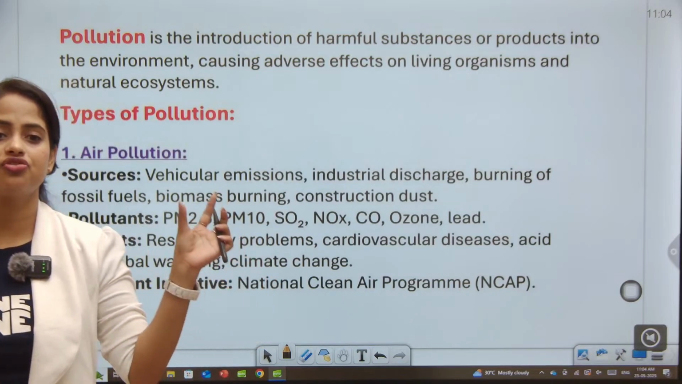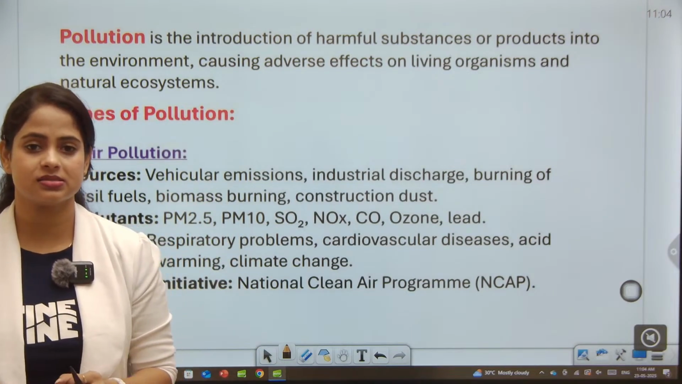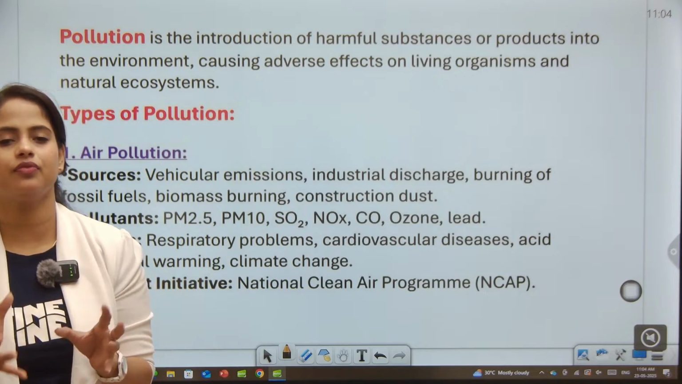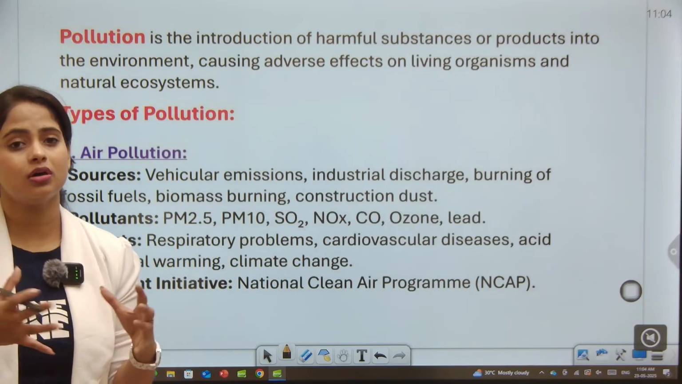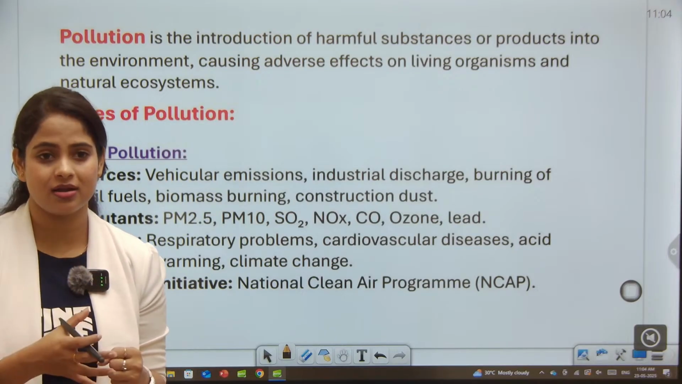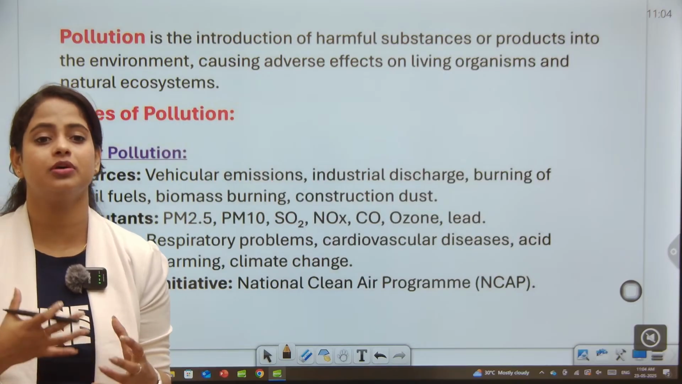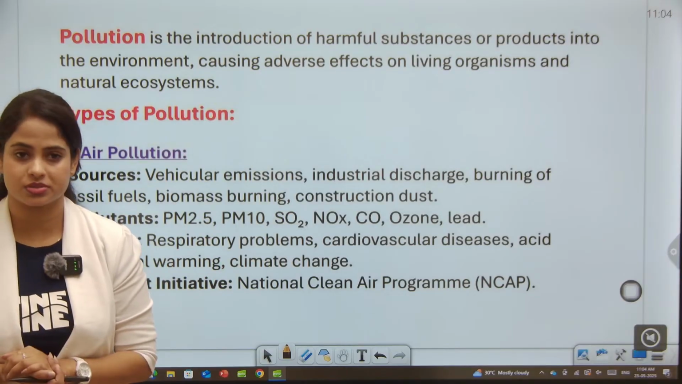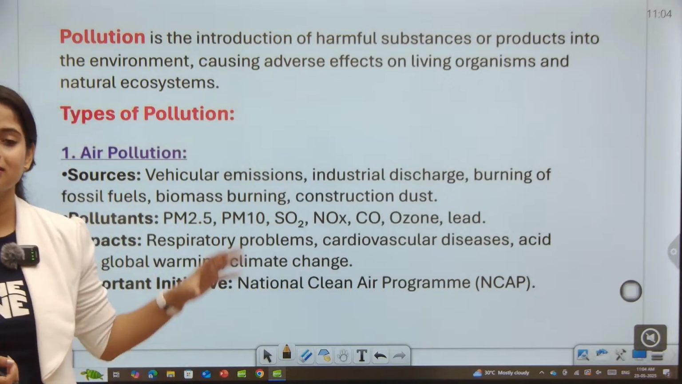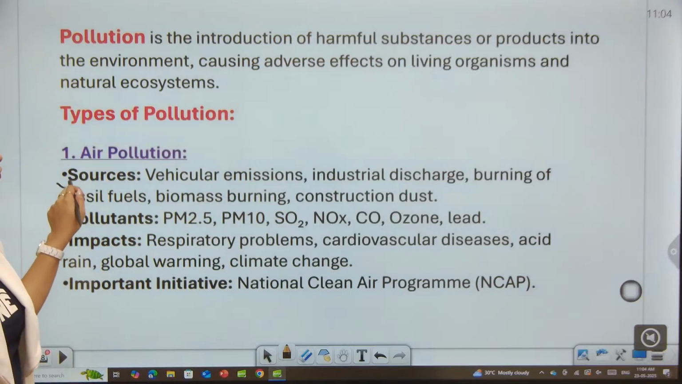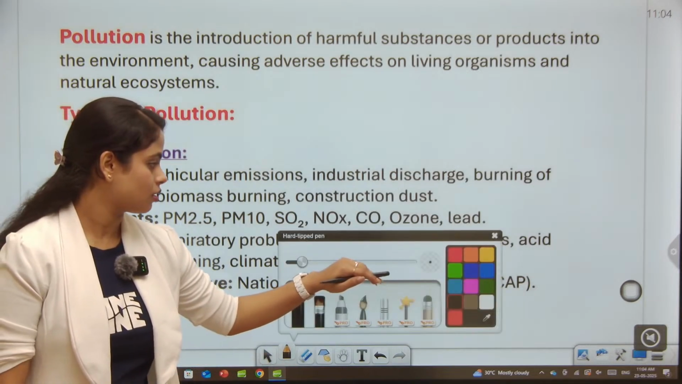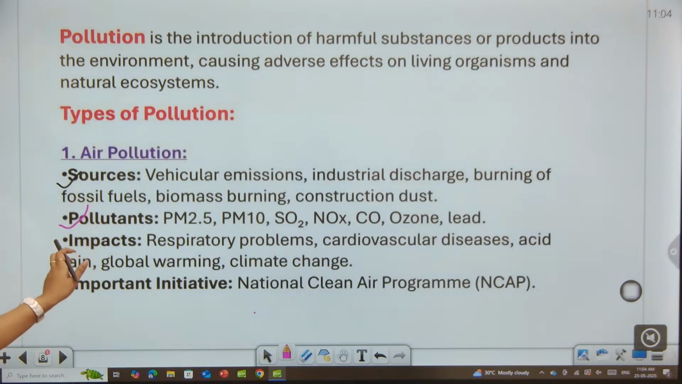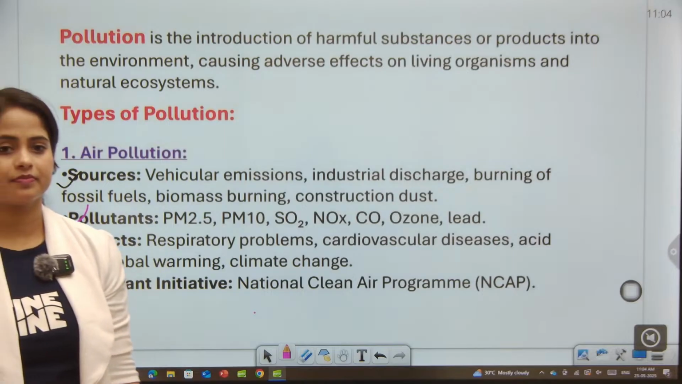What is pollution? Pollution is the introduction of harmful substances or products into the environment. Any harmful substance that leads to pollution is a pollutant, and the pollutant is the main cause of pollution, causing adverse effects on living organisms and natural ecosystems. The types of pollution: first, you will have to see the sources, then the pollutants, then impacts, then the important initiatives.